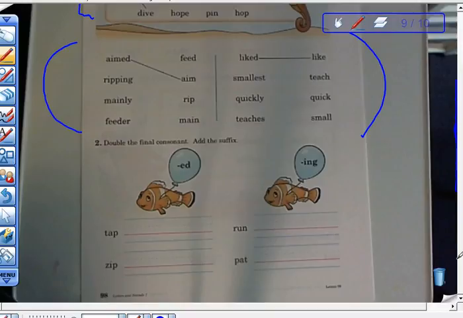Okay? Let's make sure we're paying attention to instructions when we're doing it. Otherwise, we do the paper again. And that's not fun. All right?